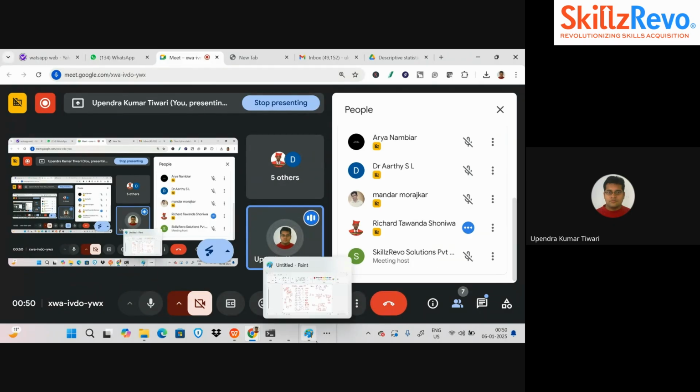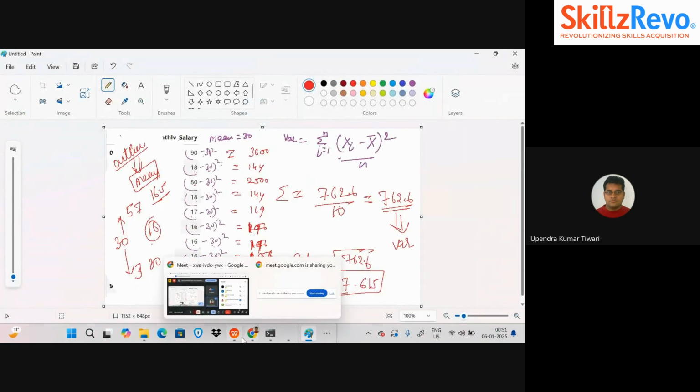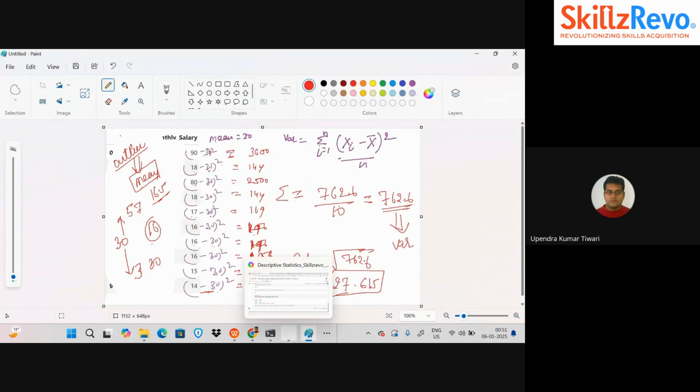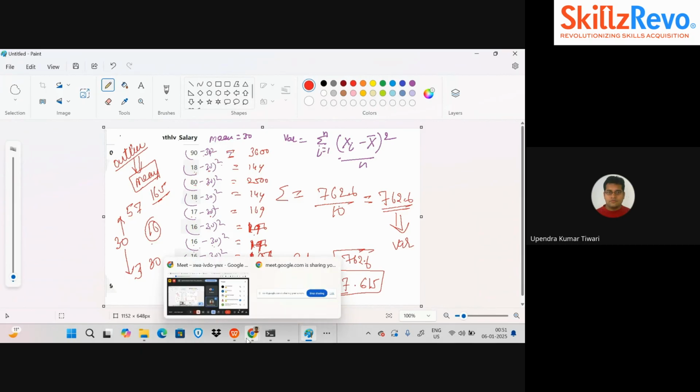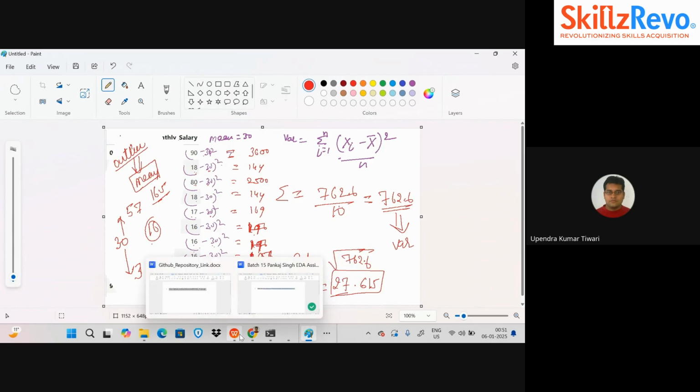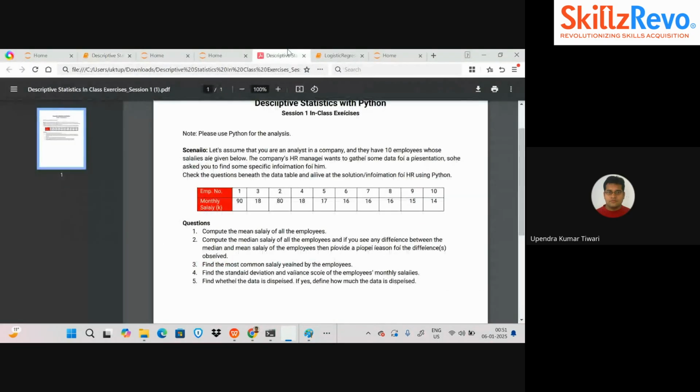So in this way, right now we have simply calculated it and seen it here. In the next session, we will map it with the problem statement that we have received. Whatever questions were asked, we'll try to answer using this notebook.